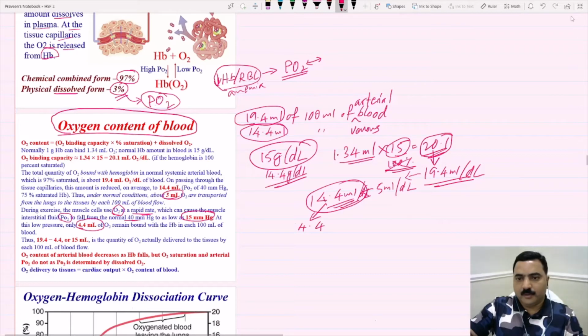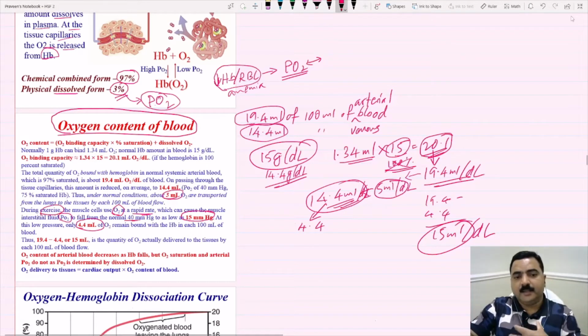So instead of giving 5 ml, 19.4 minus 4.4 will give you 15 ml. So 15 ml per 100 ml of blood, per deciliter of blood, is delivered during exercise. It is increasing the capacity of oxygen delivery by changing the property of the hemoglobin. This 15 ml is the quantity of oxygen actually delivered to the tissues by 100 ml of blood. Not only that, the blood flow will also increase, meaning the cardiac output will be increased during exercise.